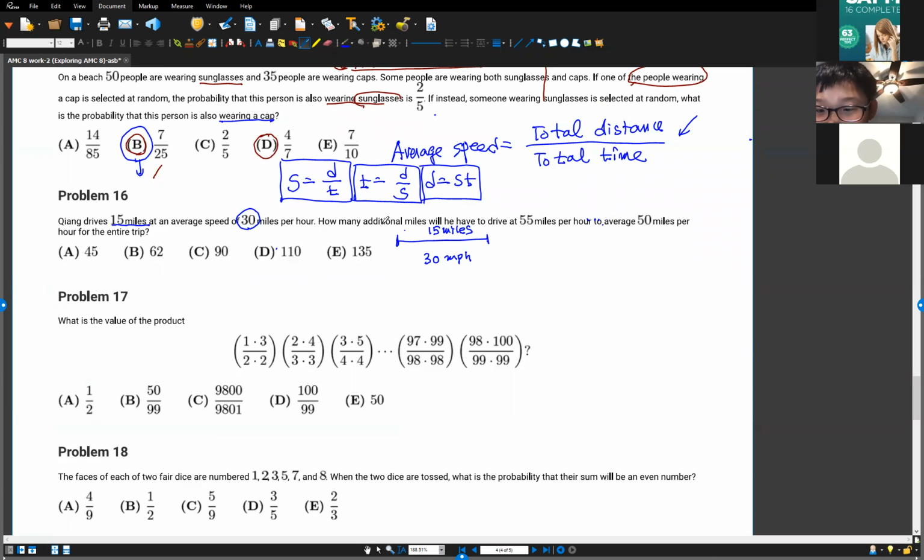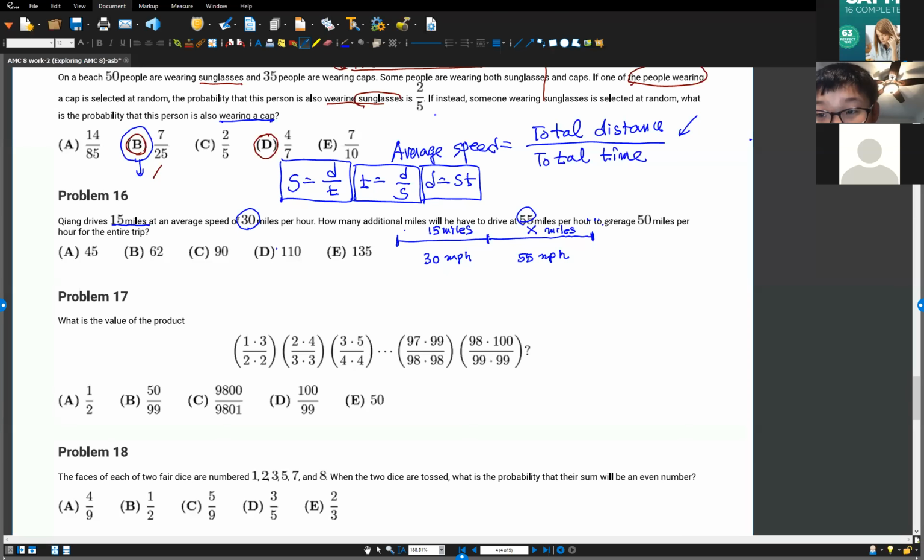Now they're going to drive additional miles over here. But this mileage, we don't know. How many miles they're going to drive, we don't know. We're going to let this be x miles. But in this x miles, they're going to drive the car at 55 miles per hour.